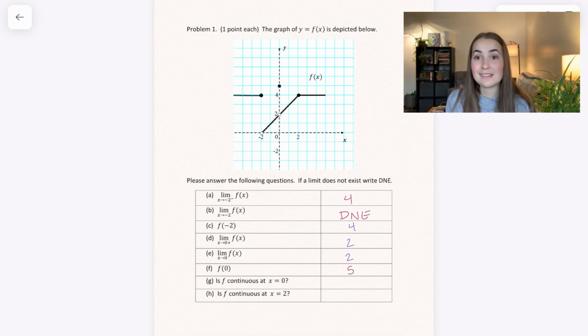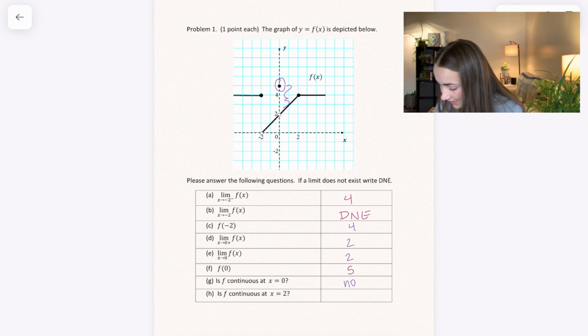Alrighty, so the question is, is f continuous at x equals 0? And our answer is going to be no, it is not continuous because we have a jump discontinuity. The function jumps up, or we can call it a removable discontinuity, but there's a hole where the function is defined somewhere else. So that means I have to lift my pencil.